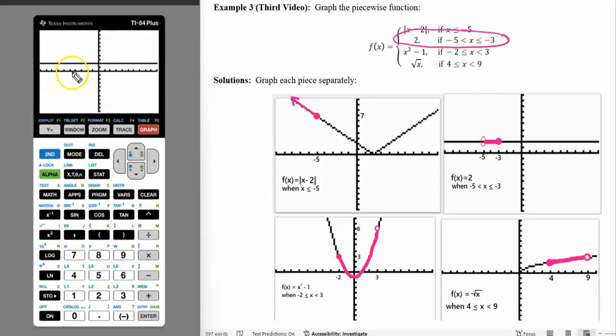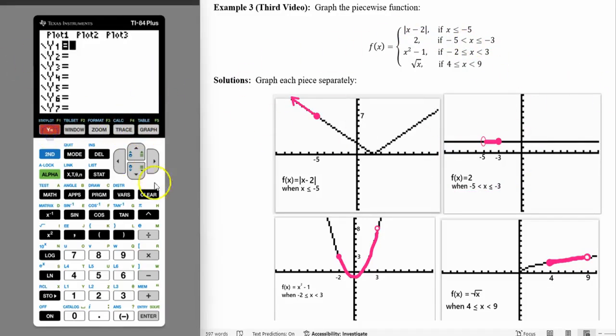So again, I'm going to come out here to -5, and that is not included. And then I want everything between -5 and -3, but from the symbol here, -3 is included. So that's my second piece, and so I've graphed that right there. And then my third piece, well, I'm going to come back here. I'm going to clear that, and now we're going to do x squared minus 1.